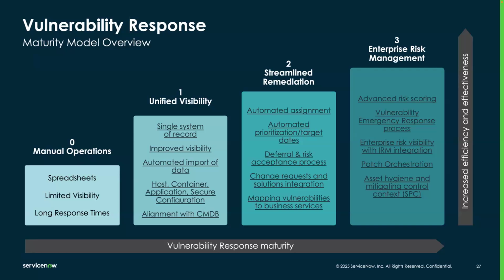Within that first phase, we're also looking at alignment with CMDB. So we're trying to measure where we're at with CMDB and what data we can consume within VR to meet our goals with vulnerability response. As we progress through the maturity, in the second phase, that's where the additional configurations and automation start to kick in. So automating the assignment of the findings as we bring them in, putting some prioritization and goals, some target dates for remediation, and aligning to what we call our deferral or exception process.